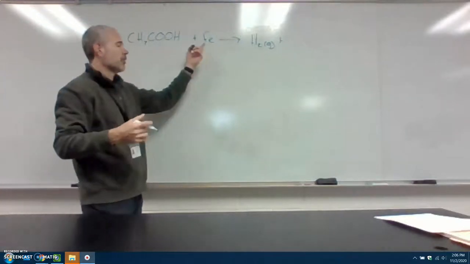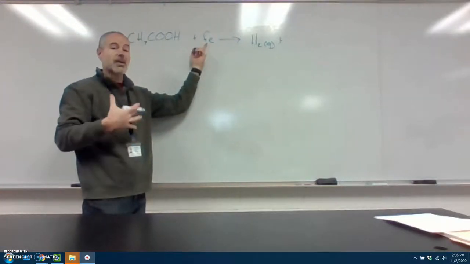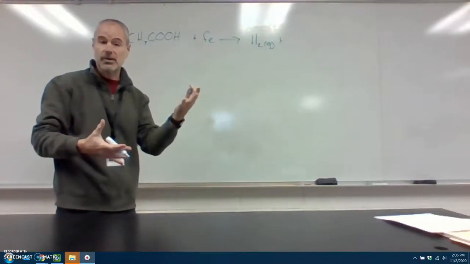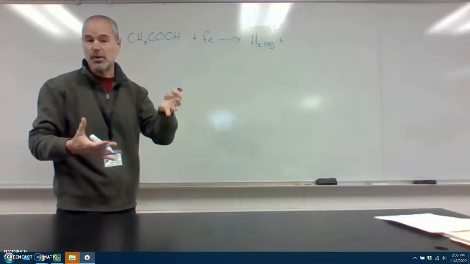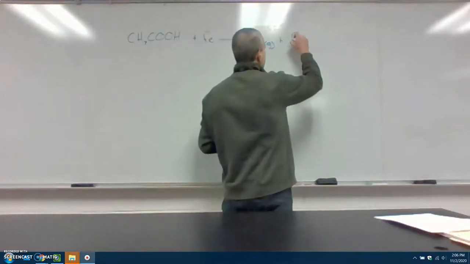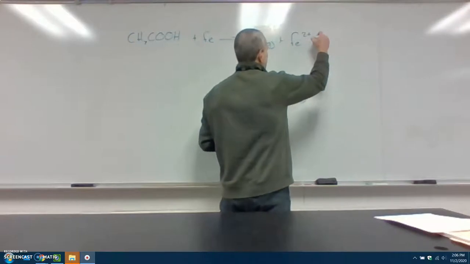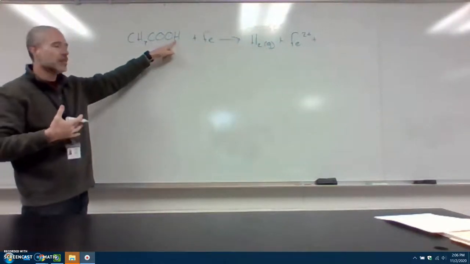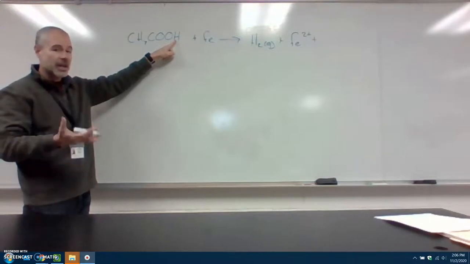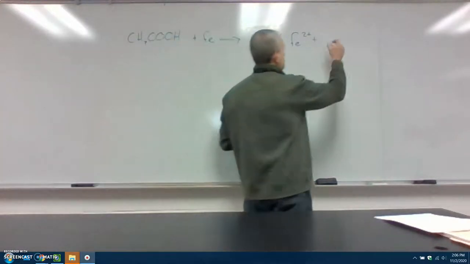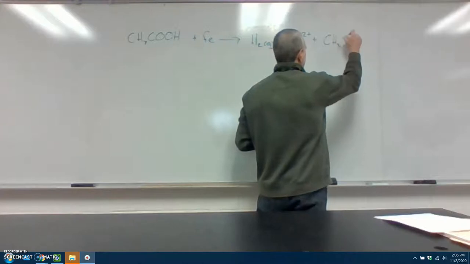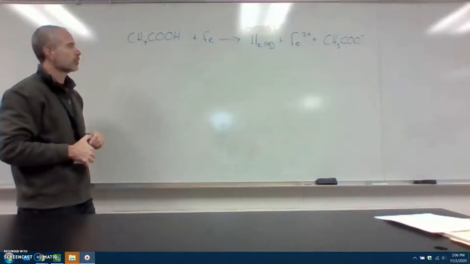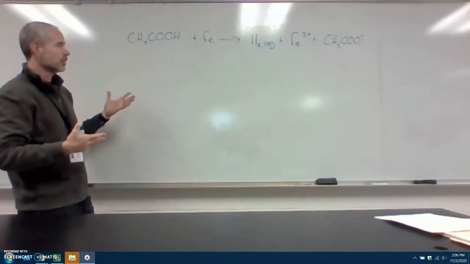Okay, the metal, when they react with acids, they become oxidized, which means they lose electrons and become positive. In this case, it's iron 2+. And then the remainder of the acid, losing the hydrogen ion, becomes acetate ion. So that's the full reaction of everything involved here.